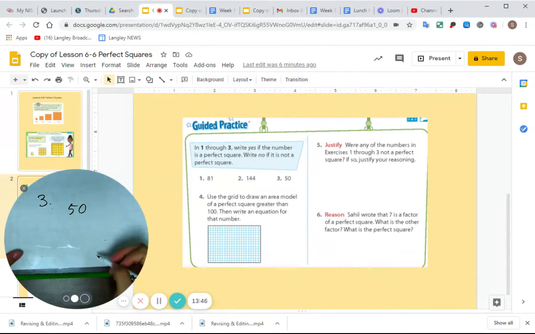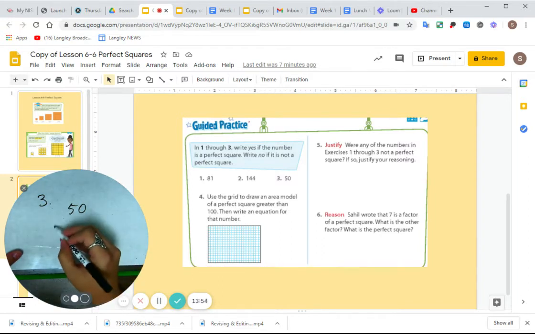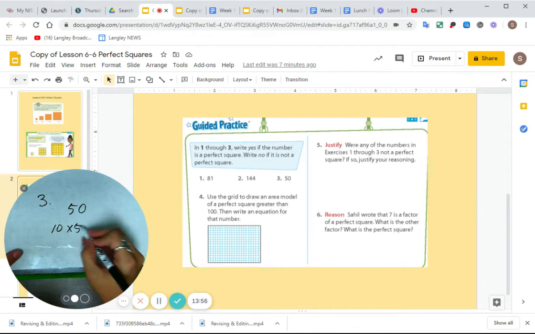All right, for number 3, they give us the number 50. Now I need to think of my multiplication facts. Okay, what times what will give me 50? Well, I know that 10 times 5 will give me 50. And I could do it the other way. 5 times 10 would give me 50. Okay? But is 50 a perfect square?